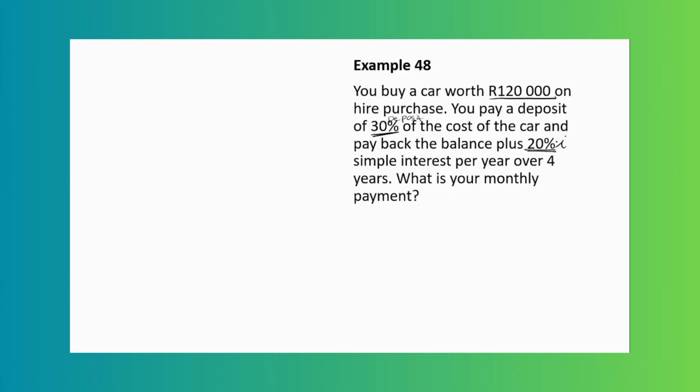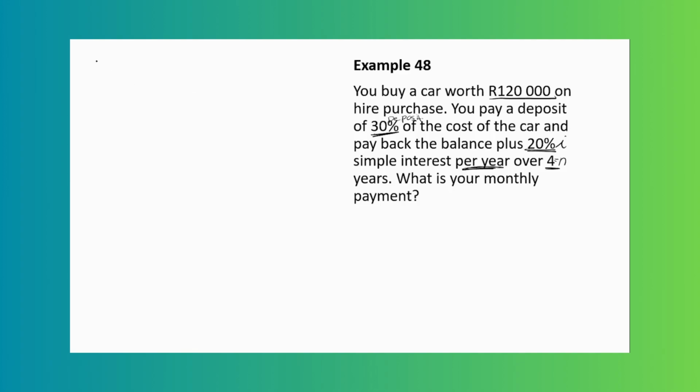Ooh, 20% interest, guys. Don't do it. Anyway, per year, okay, so we know our N is going to be in years and our N is going to be 4. What is your monthly payment? Okay, now this is where knowing your steps is going to save you.